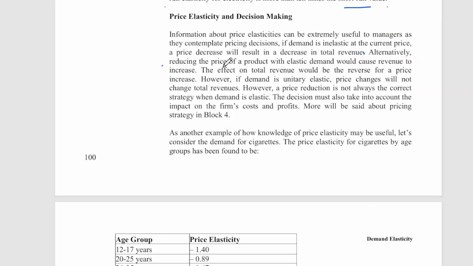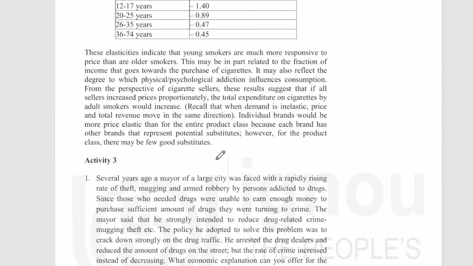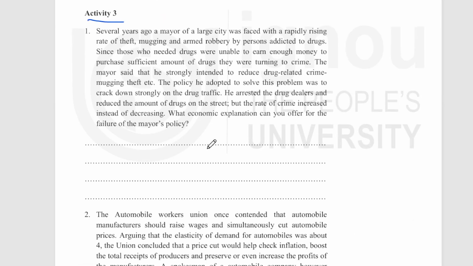However, if demand is unitary elastic, a price change will not change total revenue. However, a price reduction is not always the correct strategy when demand is elastic. The decision must also take into account the impact on the firm's cost and profit. Okay, so here is another example. Please go to your study material. Okay, Activity 3 is from this subsection.